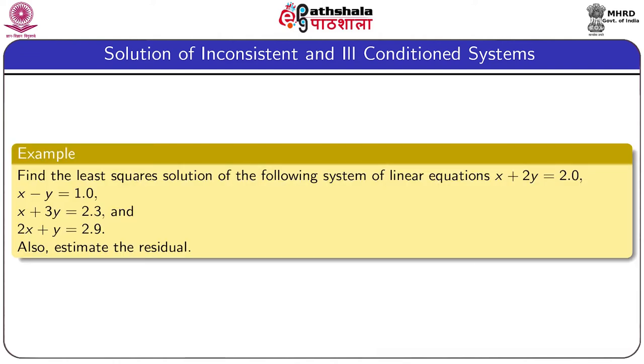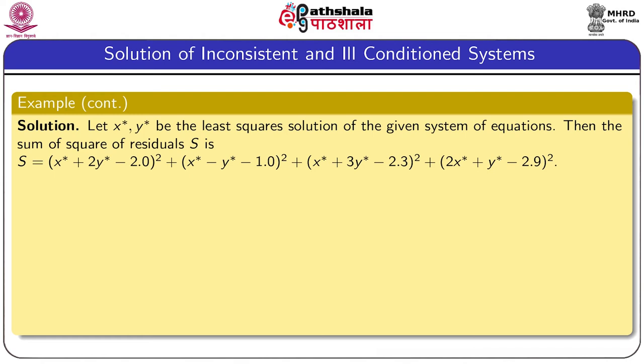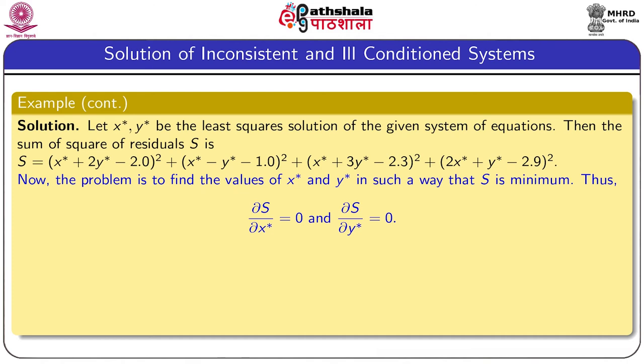Now we consider another system of equations, which contains 4 equations and 2 variables, and we also have to determine the sum of square of residuals. Let x star and y star be the least square solution of the given system, then the sum of square of residuals S is given by this formula: (x star + 2y star - 2) whole square plus (x star - y star - 1) whole square plus (x star + 3y star - 2.3) whole square plus (2x star + y star - 2.9) whole square. Now the problem is to find the values of x star and y star such that S is minimum. For this case, the normal equations are del S by del x star = 0 and del S by del y star = 0.